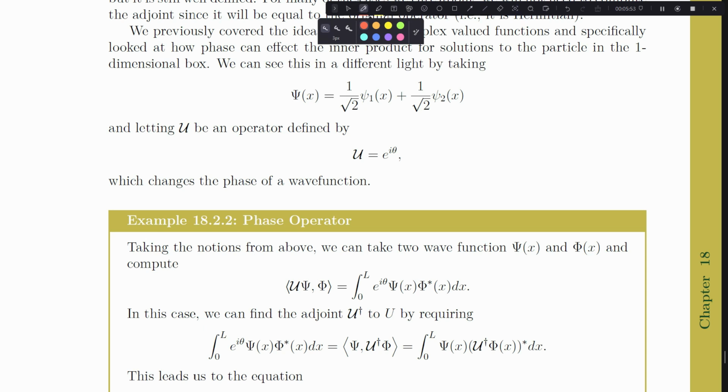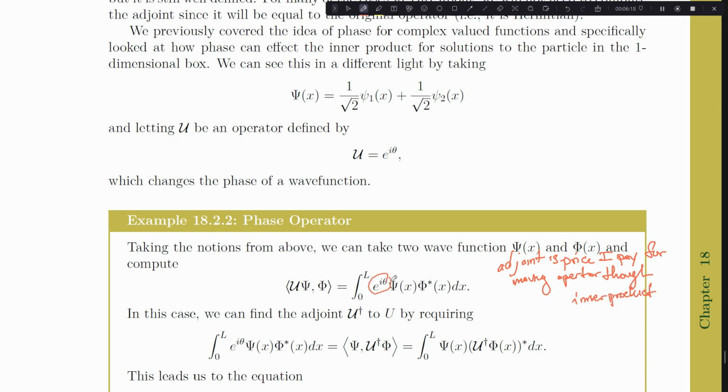Now the question is the adjoint. Recall, adjoint is the price I pay for moving the operator through the inner product.